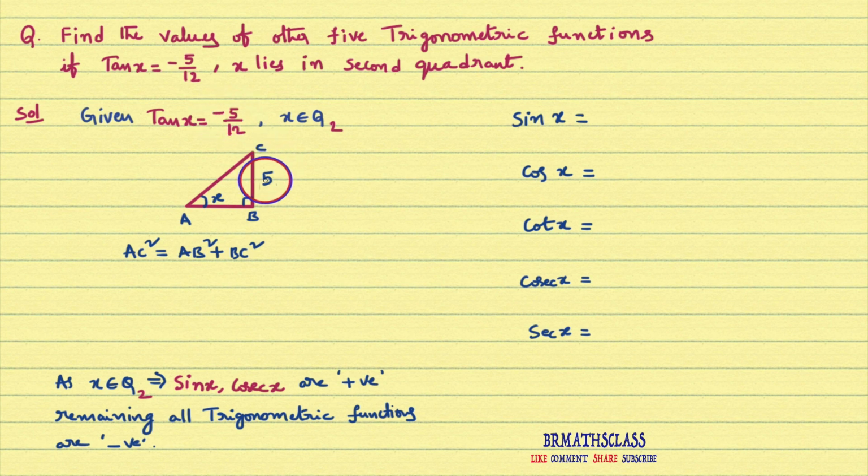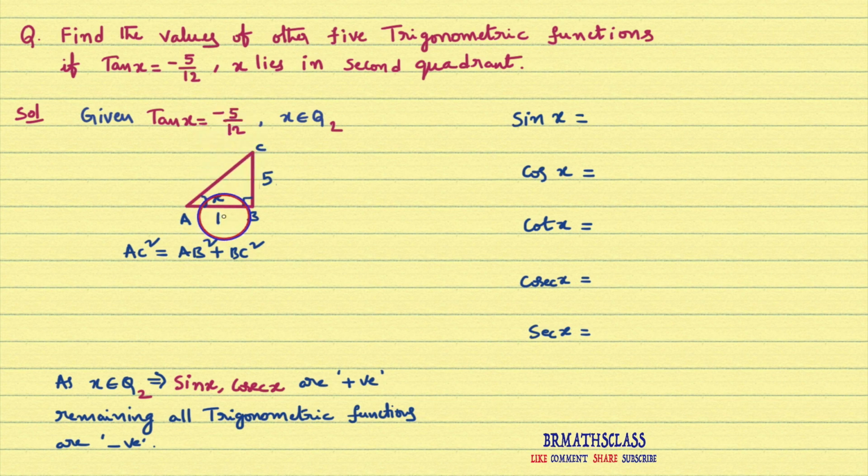We won't write minus 5. Why is minus 5 there? Because in the second quadrant tan x is negative. That's why in the question they specified that tan x is minus 5 by 12. But as per the definition, tan x is opposite side by adjacent side. So here for the opposite side we never write minus 5, as a side is always positive. We'll write plus 5 only, divided by the adjacent side.